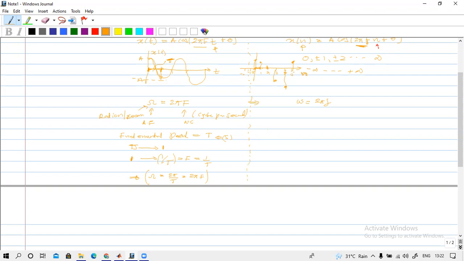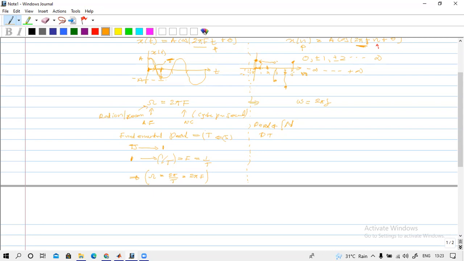In case of a discrete time signal, this is a sinusoidal discrete time signal. This signal is also repeating. After some time you will get the same sample, the same value. That duration we call the period. But here it is the number of samples. So in case of a discrete time signal, we denote the period as N.